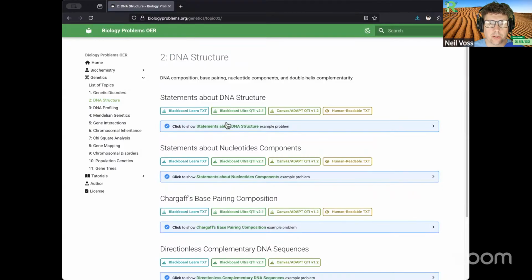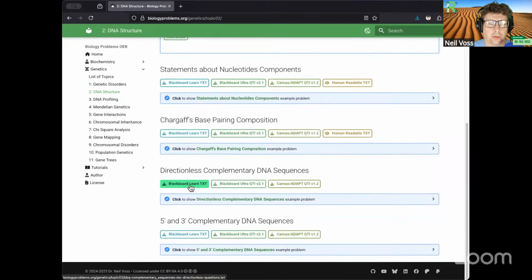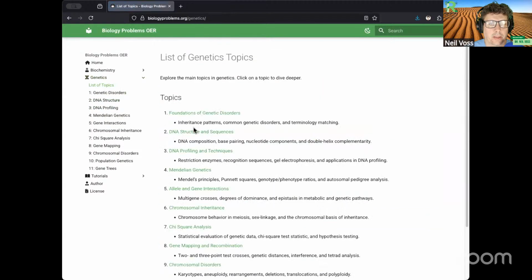If you download the questions, there are 99 different examples. Sorry, questions of similar format that you can put in there. So students will always receive a different one. And I kind of use the practice makes perfect type situation. So the second topic I talk about is like DNA composition, base pairing. And then I get into DNA profiling, restriction enzymes.